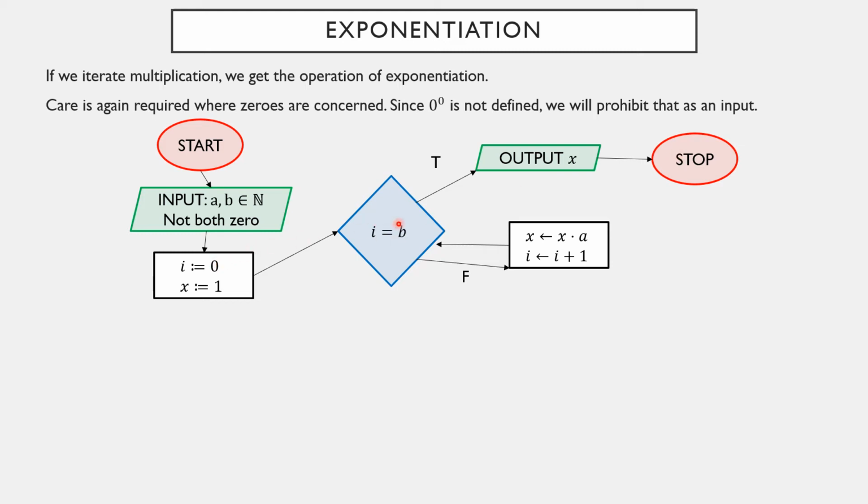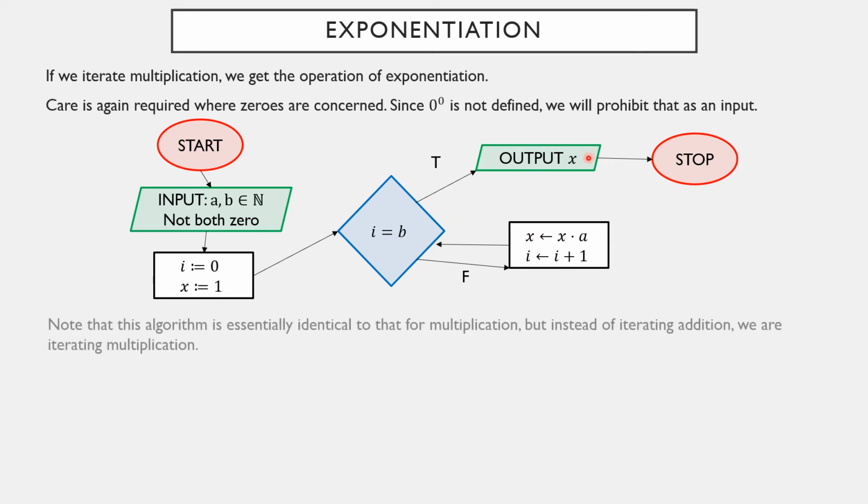Notice that if the exponent is 0, and b is going to represent the exponent here, I'm never going to see this at all. I'm just going to output x, which starts at 1. So this accounts for the fact that anything to the 0 is equal to 1, except for 0 to the 0, because I wasn't allowed to make them both 0. If, however, my exponent is larger than 0, I'm going to have to start doing this, which says increase the counter by 1 and multiply x by a. So x is just going to keep multiplying a by itself over and over again until you've done it enough times, and then you output that value.